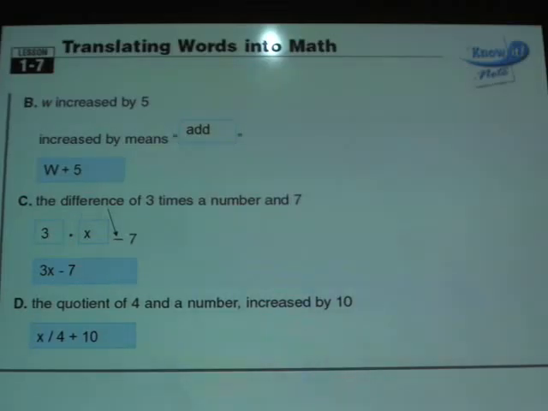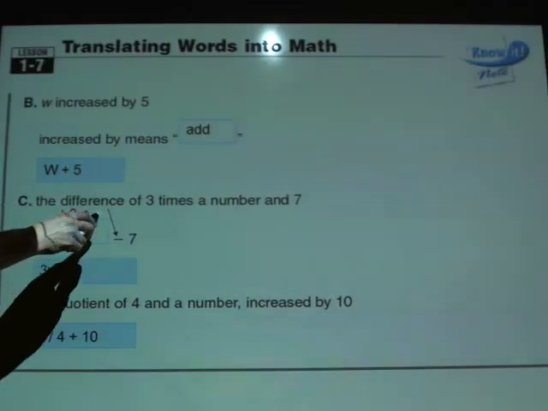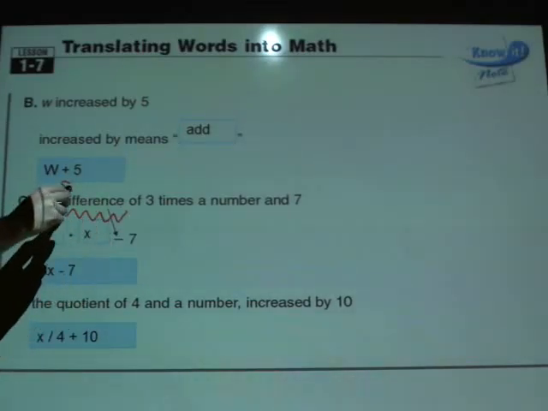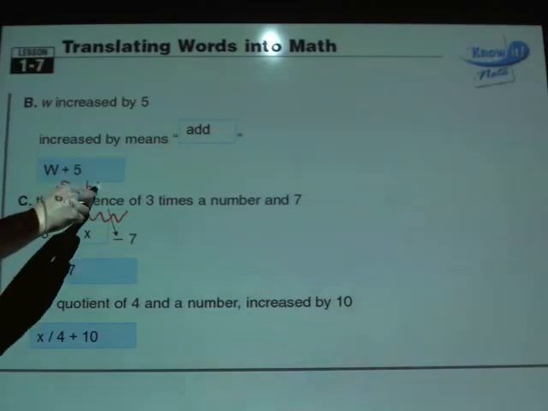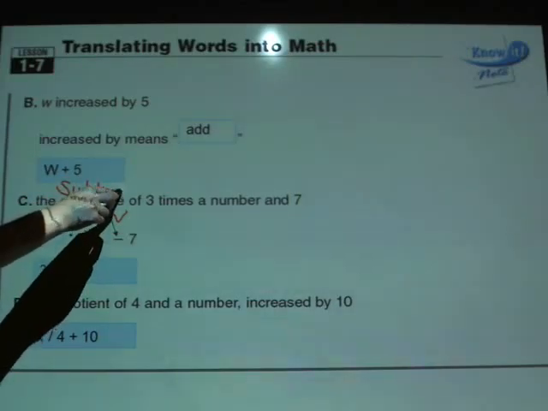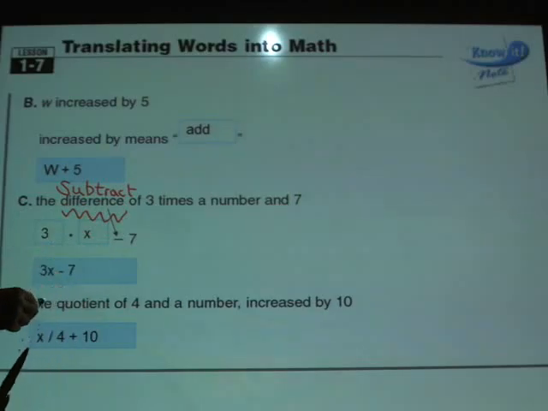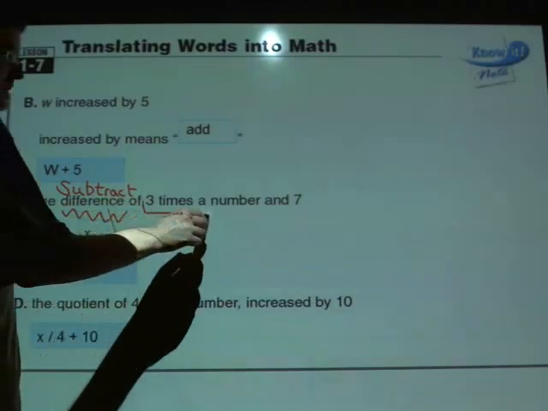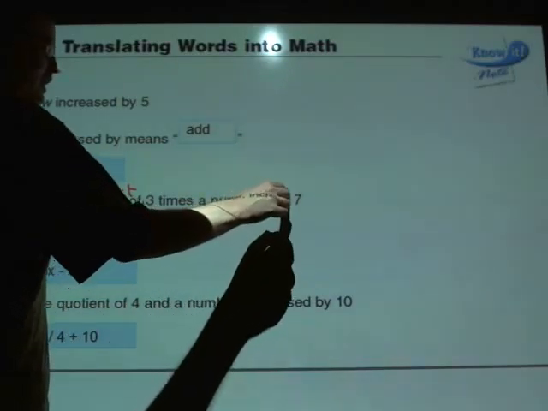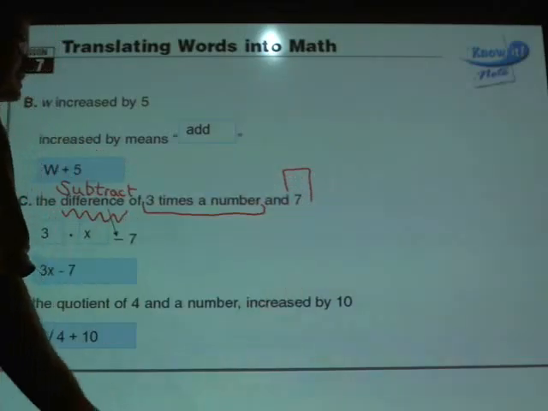Now, C is a little more complicated because now they're going to start throwing multiple operations at us. They've got the difference of 3 times a number and 7. So difference is one of those keywords that we need to make sure we know what that means. Difference means to subtract. So we're going to subtract two things is what they're telling us. And what are we subtracting? Well, we're subtracting 3 times a number and 7.